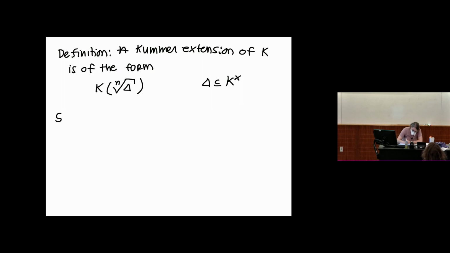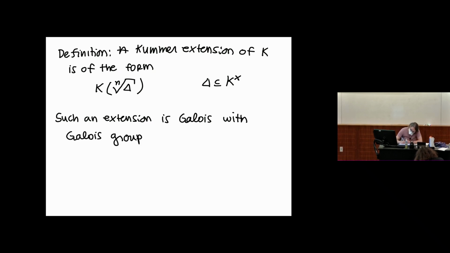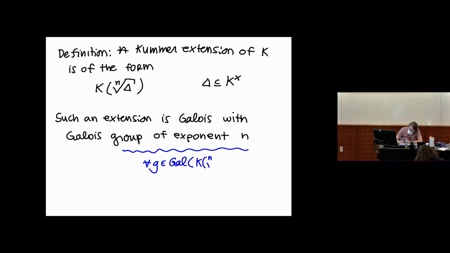And such an extension is Galois with Galois group of exponent n. What this means, a group of exponent n, is that for all g in this Galois group, g to the n is the identity, and n is the least positive such integer.